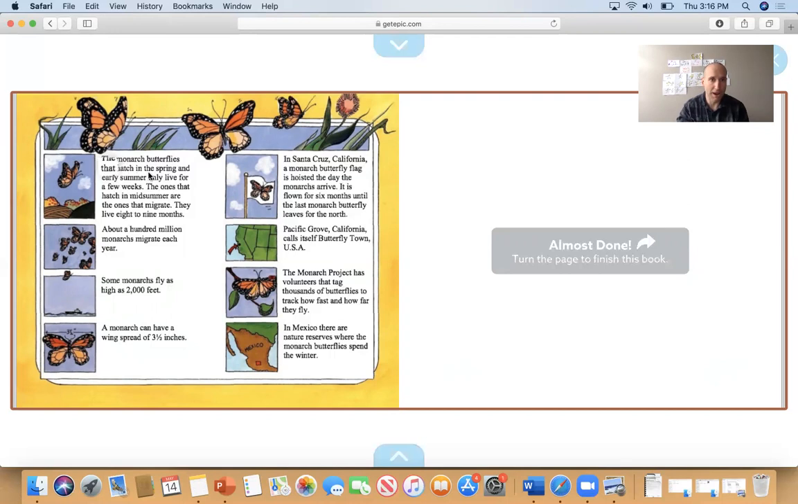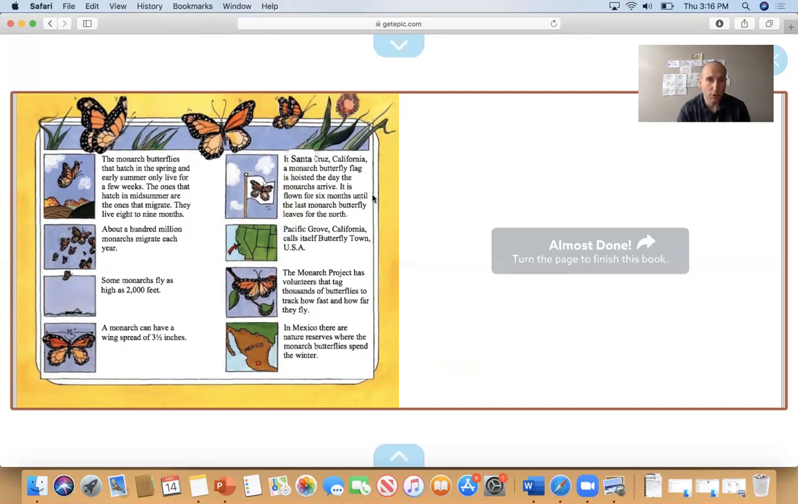This page says the monarch butterflies that hatch in spring and early summer only live for a few weeks. The ones that hatch in midsummer are the ones that migrate. They live 8 to 9 months. That's an interesting fact. I didn't even know that. About 100 million monarchs migrate each year. Some monarchs fly as high as 2,000 feet. A monarch can have a wingspread of 3.5 inches.